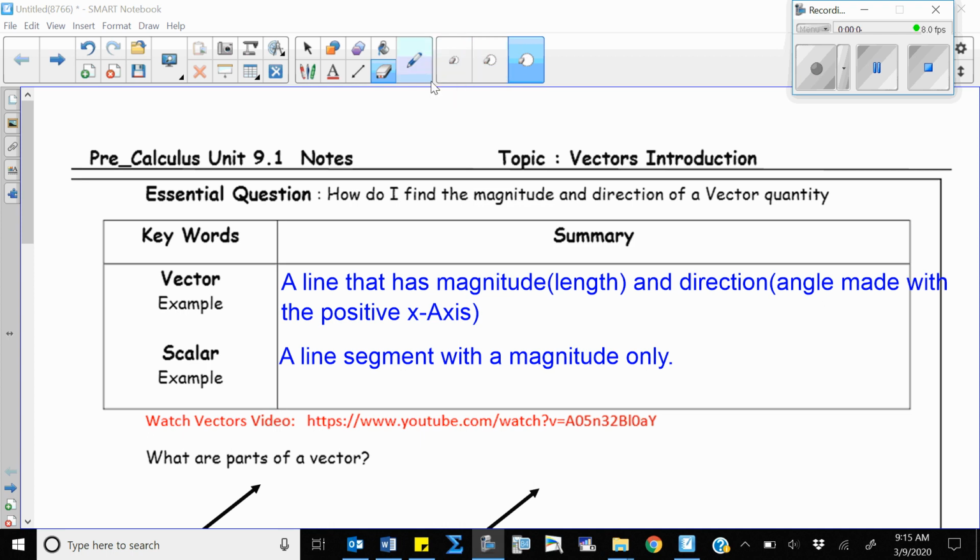Hi everyone, we're going to talk about vectors today. Let's start with defining a vector.